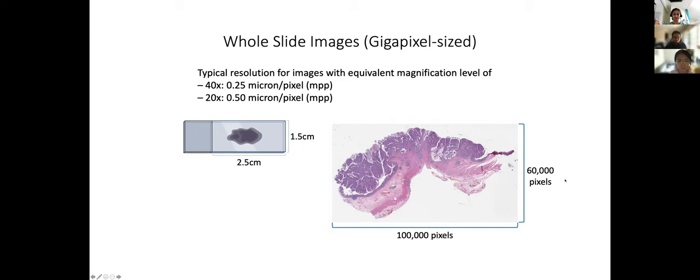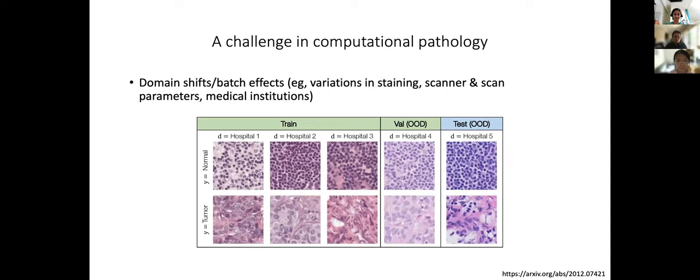This is one of the challenges for computational pathology, but today I'm going to focus on another challenge: domain shift and batch effects. Through the process of staining and scanning, the resulting whole slide images look really different among institutions, scanners, who performs the staining, or staining protocols across institutions.